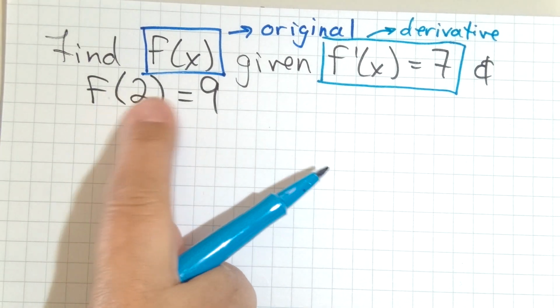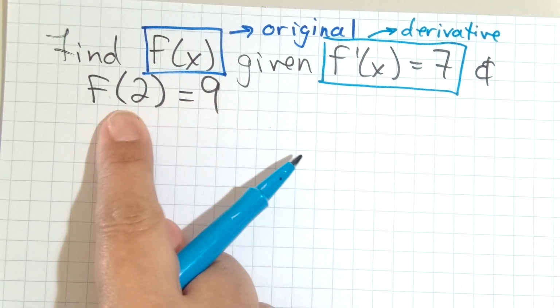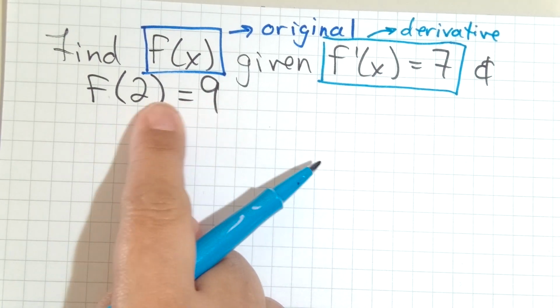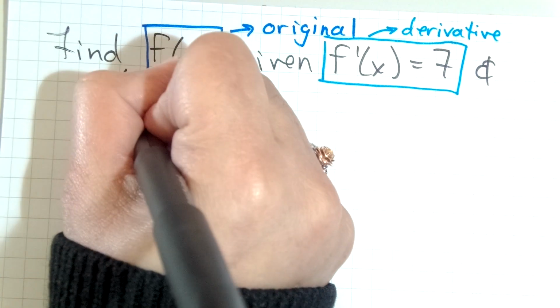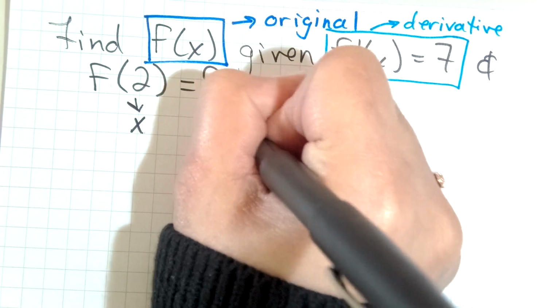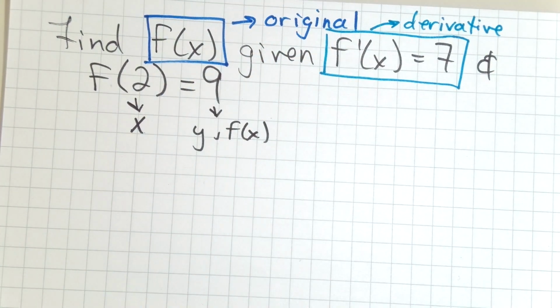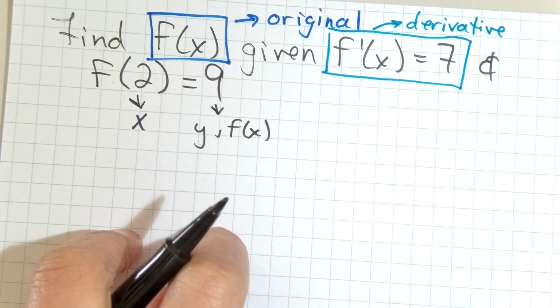And then they give me some information about the original function. F of 2 is equal to 9. In this right here, they tell me that this is my x and my y. Inside the parentheses, remember, is x, and outside is going to be y or f of x. So you're going to have to take these two things and substitute them into the equation to solve for C.